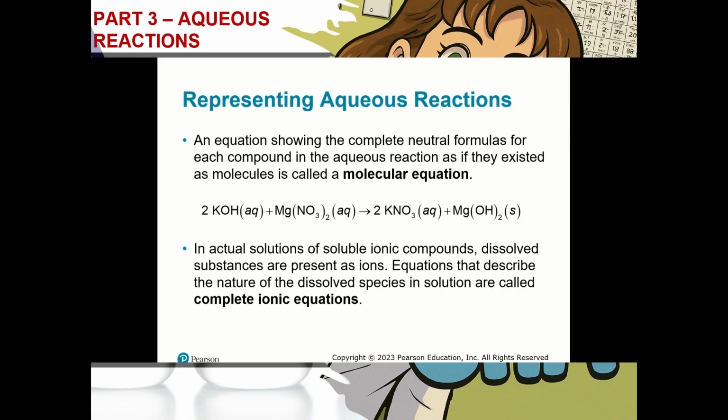So another thing is how you represent an aqueous reaction. We can represent the aqueous reaction in three ways: molecular equations, that show the compounds as if they were intact molecules, like you see over here; complete ionic equations, where you separate and show the ions, like I did over here with the potassium hydroxide. If I have two, you're going to have two of each ion, right? And net ionic equations, that show only the ions that actually react.